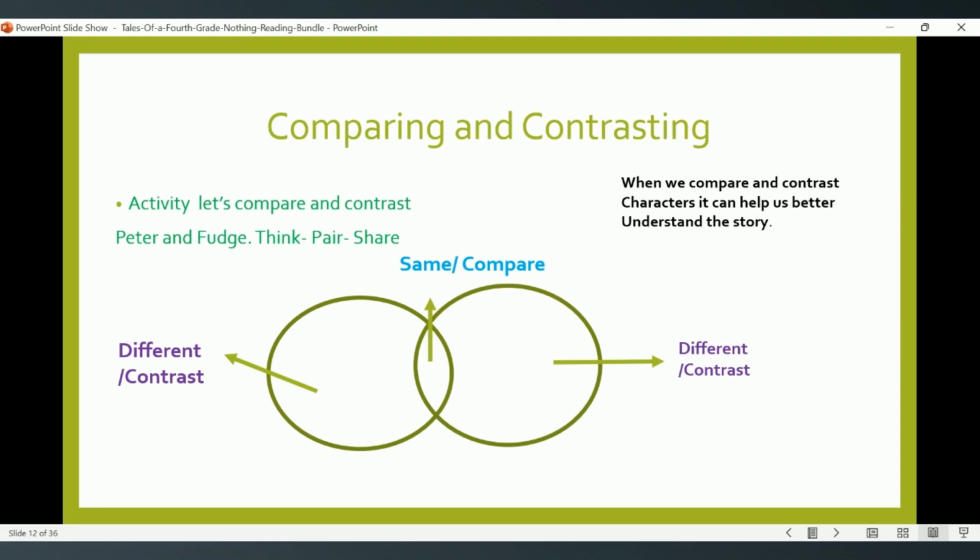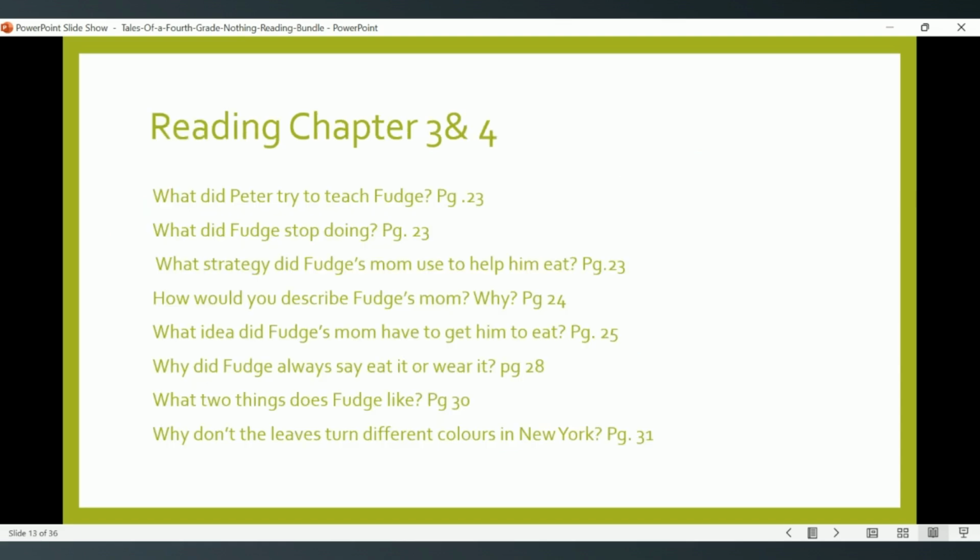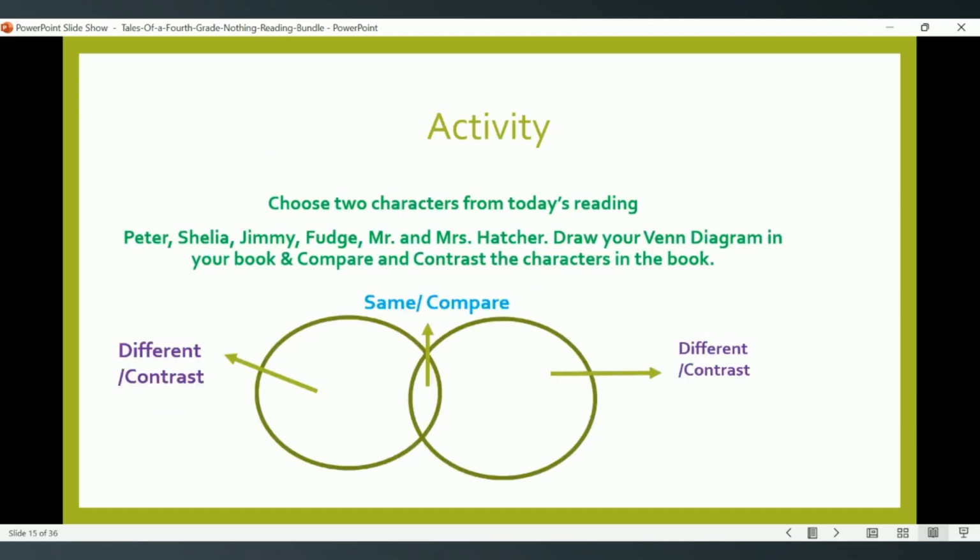And then you're going to move into your reading, and again, pausing with questions is so effective. You have your final activity, and again, it can be a literacy game between your activity and your reading. For the final activity today, we're going to pick out two characters: Peter, Sheila, Jimmy, Fudge, Mr. and Mrs. Hatcher. Draw your Venn diagram in your book and compare and contrast the characters in the book, how they're different and how they're the same.